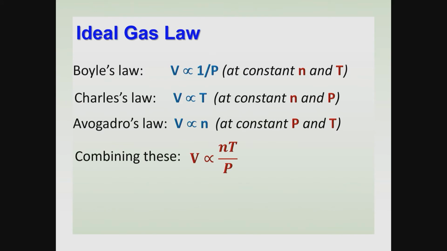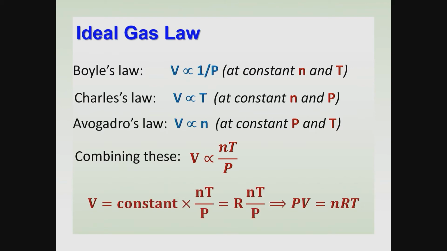Now, if you wanted to, you can combine these proportionalities into one equation. And so I've done that there. You can see that volume is going to be directly proportional to moles, which is N, and temperature, but inversely proportional to pressure. One of the things that you already know is you can take that proportionality between volume and NT over P and turn that into an equality if you add some kind of numerical constant. So I've done that there, and here I say V is equal to constant times NT over P, and now we're not going to call the constant K anymore.